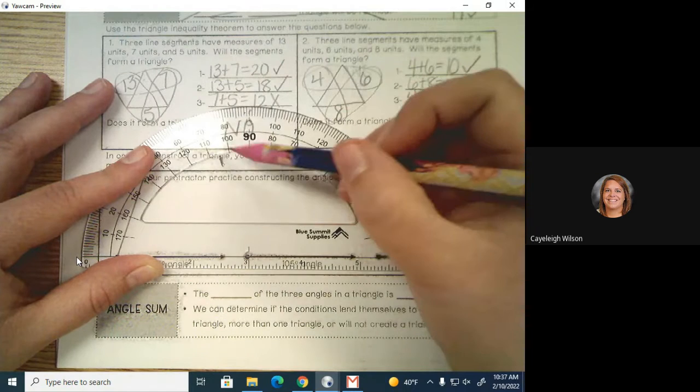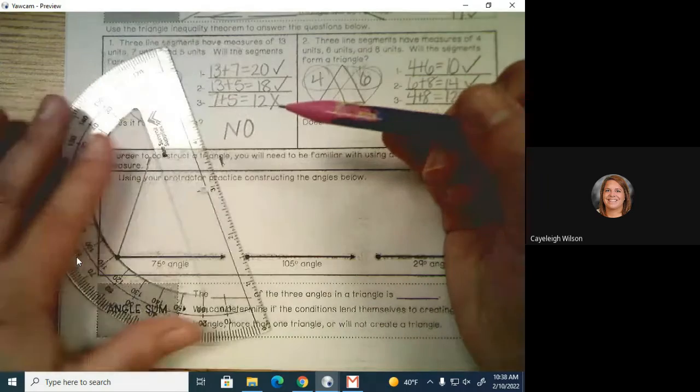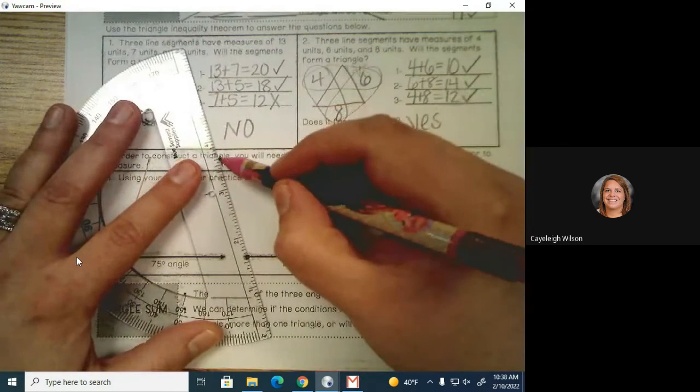So there's 105. I drew my little mark. And then I'm going to turn my protractor and I'm going to connect.